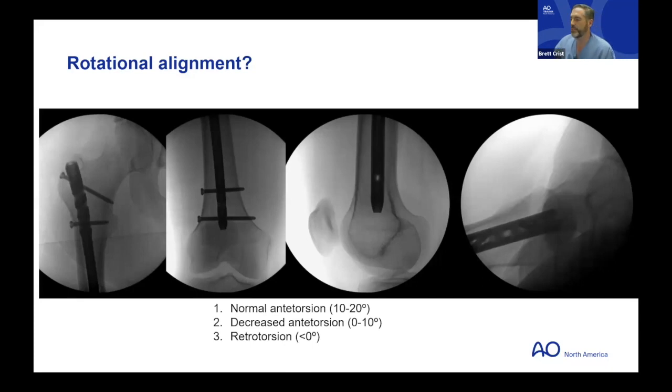And so here's another polling question. So do you think there's normal anti-torsion? And the difference between torsion and version is version happens above the lesser trochanter. Torsion is how the bone changes from top to bottom. So do they have normal anti-torsion 10 to 20 degrees, decreased anti-torsion 0 to 10, or real retrotorsion of less than 0 degrees?